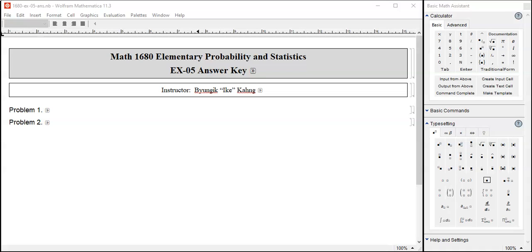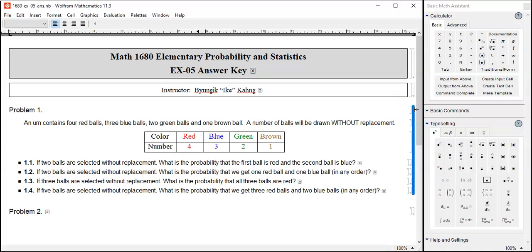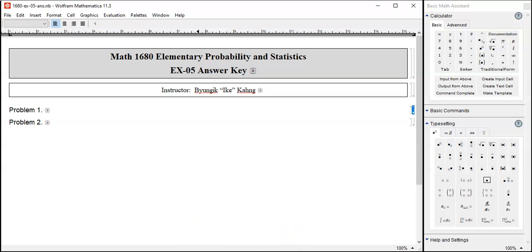Hello, Math 1680 students. I got a request from a number of students about this problem, and it's about the multiplication rule. It's about an urn model, and if I remember correctly, this is the same problem as the homework problem. Let me go and check.